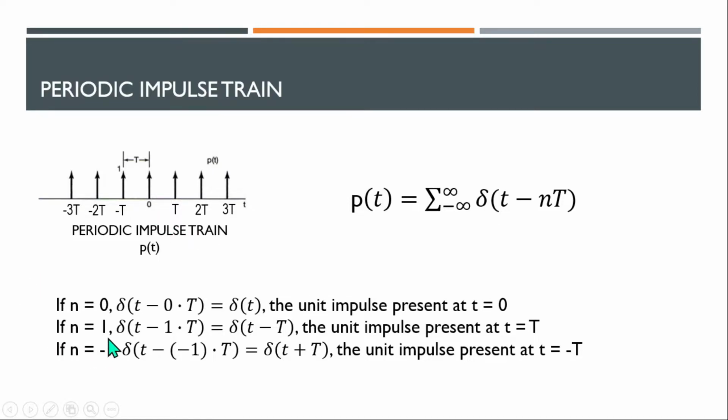If n equals 1, delta of t minus 1 times T is equal to delta of t minus T. This is the unit impulse present at t equals T. If n equals negative 1, delta of t minus negative 1 times T is equal to delta of t plus T. This is the unit impulse present at t equals negative T. The same is applicable for all values of n from negative infinity to positive infinity.